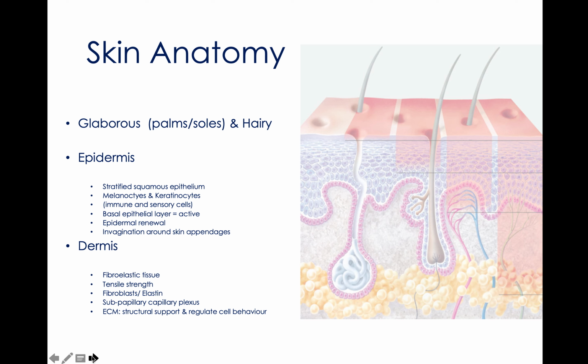Now moving on to burn depth, I like to start with the anatomy of the skin, and you get glabrous skin, which is only included on your palms and soles, and the rest of the skin on your body is considered hairy skin. And the components are the epidermis and the dermis, where the epidermis is the component that has the basal epithelial layer, that's the active layer that rapidly divides to renew the epidermis or heal a superficial partial burn by epithelialization. And it invaginates down around the skin appendages like the sweat glands and the hair follicles.